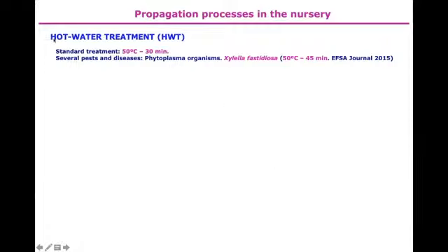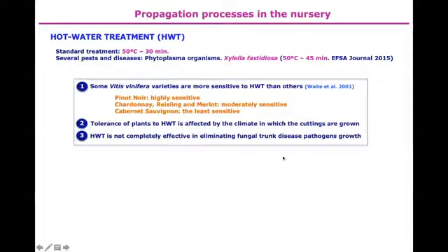Treating propagation material with hot water at 50 degrees for 30 minutes could be one of the most effective methods to disinfect dormant canes during the propagation process. However, some anecdotal reports of high losses when long-duration hot water treatment is applied to commercial batches of cuttings and root rings have been published. It's important to consider that some Vitis vinifera varieties are more sensitive to hot water treatment than others. For example, in this study carried out in Australia, Pinot Noir was highly sensitive to the treatment, Chardonnay, Riesling, and Merlot moderately sensitive, and Cabernet Sauvignon the least sensitive.